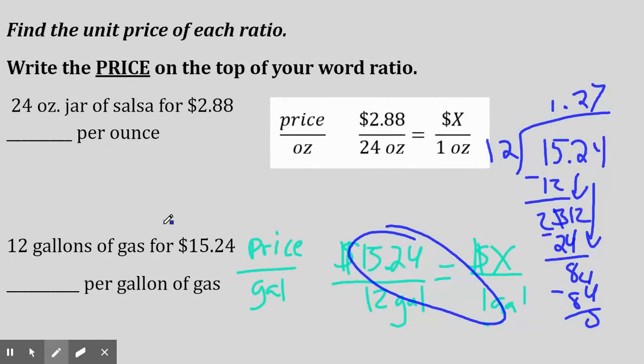All right, so hopefully you pause this video on your own and you can check your work with mine. Well, I know if I cross multiply, 15.24 times 1 gives me 15.24, and I need to divide by what's left over, and that is 12. So when I divide this all the way through, I would get $1.27 per gallon of gas.